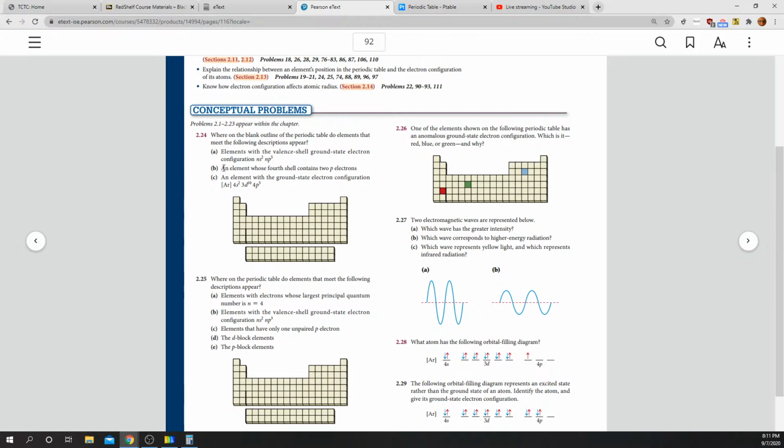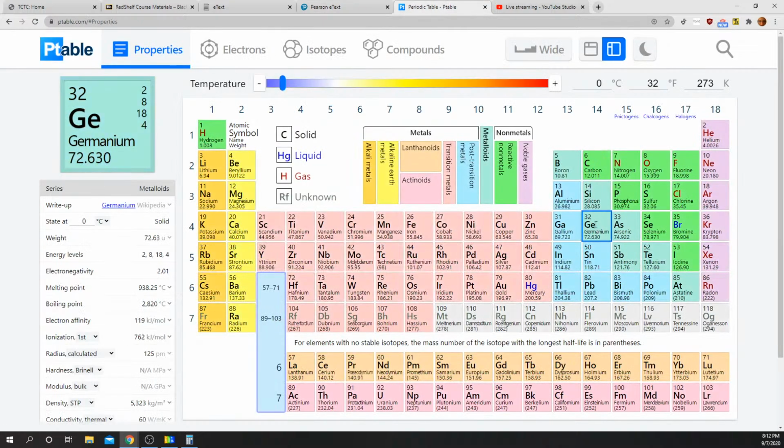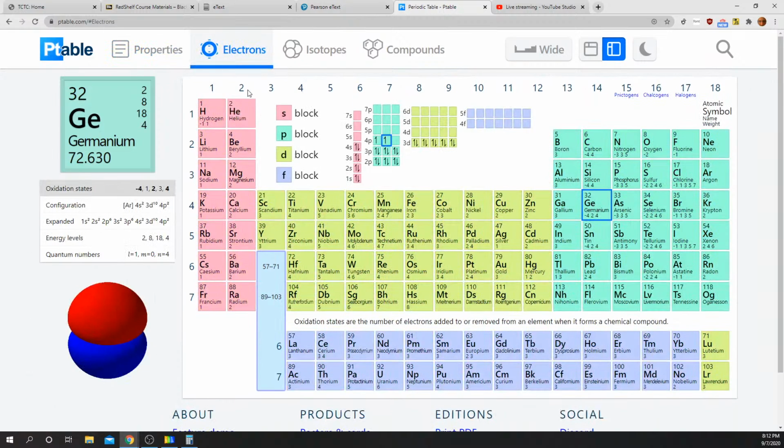An element whose fourth shell contains 2 p electrons. I choose to interpret that as only 2 p electrons. So 2 p electrons in the fourth shell, so 1, 2, 3, 4 in the p block, and it's only got 2 electrons in the p block, so it's this guy. It is going to be germanium. Hop over to the periodic table, boom, there's germanium. Let's bring up the electrons, and we see germanium, 2 electrons there in the p subshell.